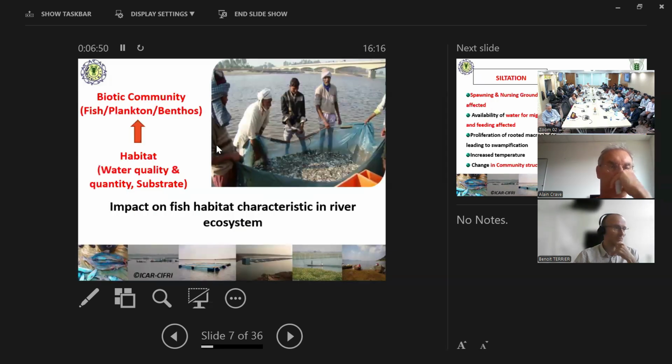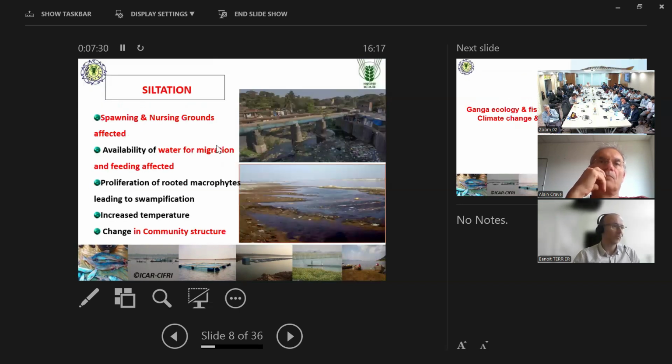And look at this picture, particularly when we talk about the habitat. We talk about the different hydrological or geomorphological aspects. Once this habitat gets disturbed, the entire biotic community gets disturbed. When we talk about the biotic community, it may be fish, benthos, or plankton. So this is how we assess. We particularly focus on the habitat aspect. Once you control the habitat, then automatically you can manage the biotic community or rejuvenate those areas.